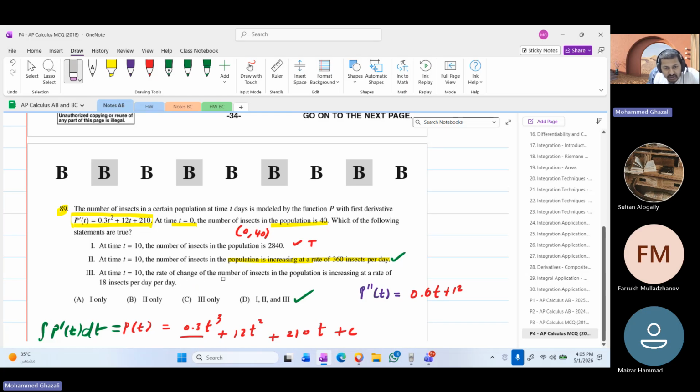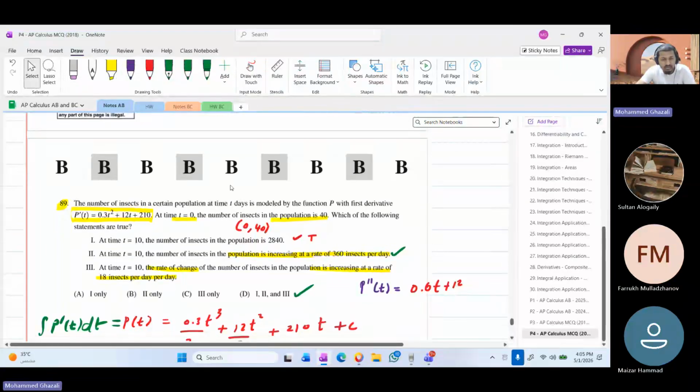The rate of change of the number of insects in the population is increasing. Okay, because the derivative function is the number of insects. The rate of change of that is the double derivative. Yes, correct. All right, last question.